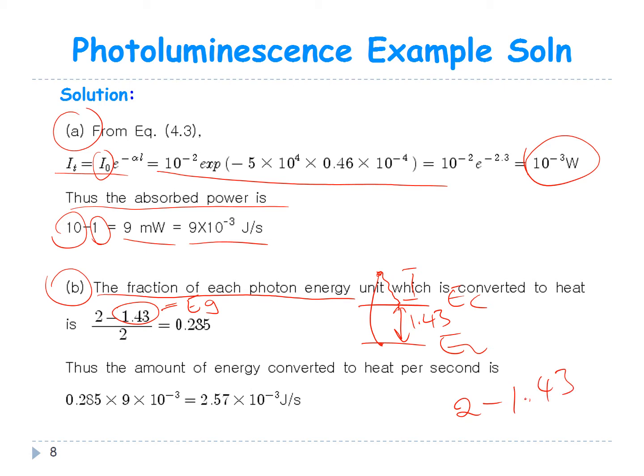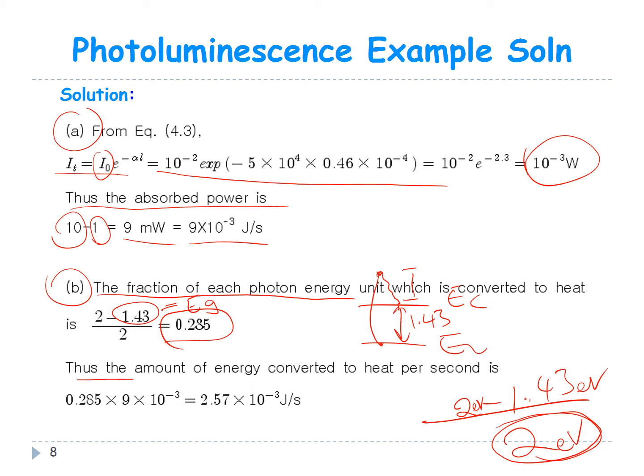And to get the fraction of each energy unit, we divide again by 2 because we have 2 electron volts incoming, which is the incident. So it's 2 minus 1.43 divided by 2, because we want the fraction of these 2 electron volts. So we get 0.285.